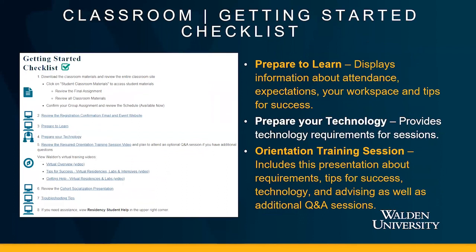Also included on your course homepage is the Getting Started checklist. This contains a lot of helpful links and different resources that you can use to prepare for your event. You'll find more information on how to prepare to learn, how to prepare your technology, as well as more information about the orientation training session, which is this video that you are watching now. This link will also provide you with options for Q&A sessions. So if you have any questions that aren't resolved by the end of this video, we encourage you to attend an optional Q&A session.